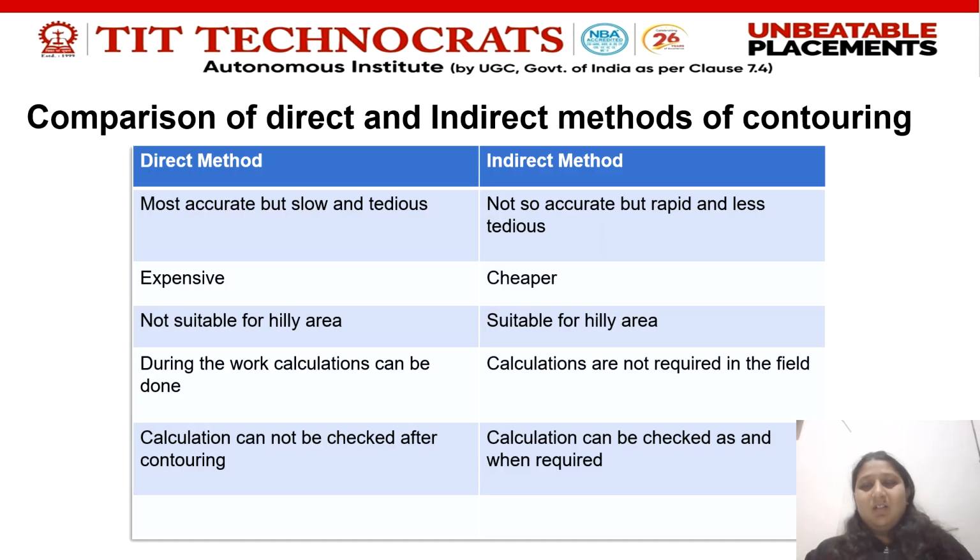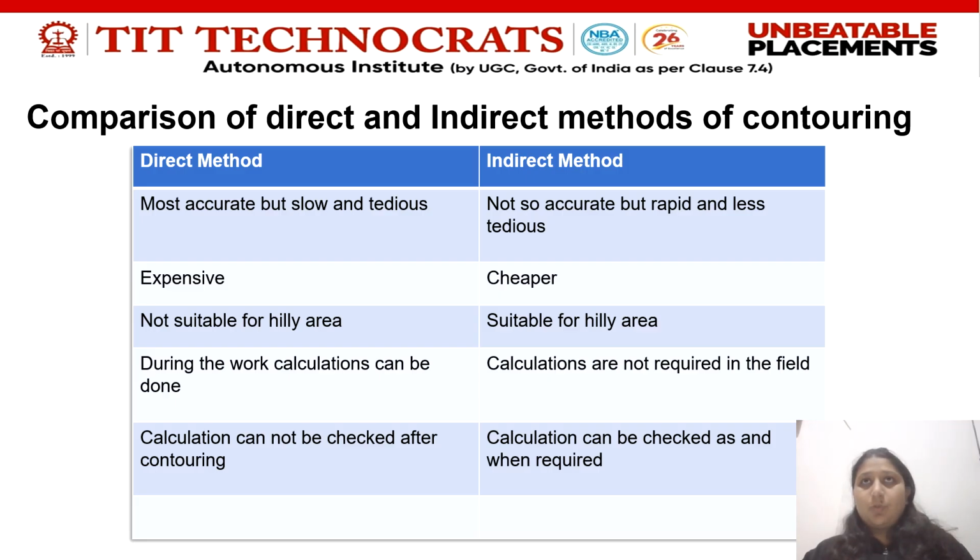Here are the very important difference points between the direct method and the indirect method. This question may be asked in the RGPV exams also. The very first important difference is that the direct method is more accurate compared to the indirect method, as we physically go and find out all the RLs and locate the contour on the field itself. The direct method is expensive. The indirect method is cheaper because very little work is done on the field, all the work is done in the office. Hence, it is a cheaper method.